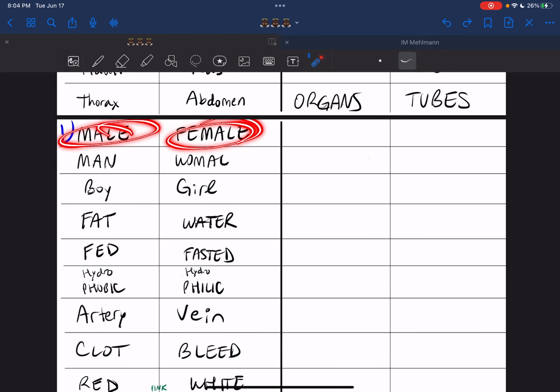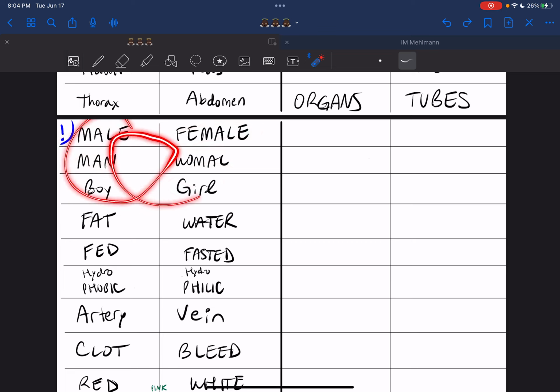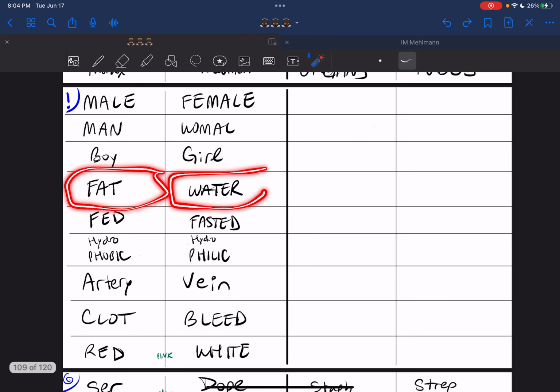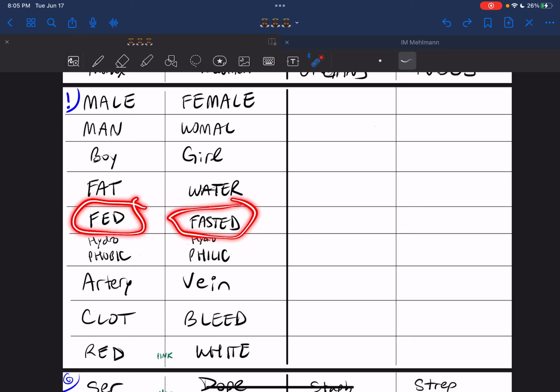Male versus female, man versus woman, boy versus girl. A lot of diseases are associated and based on which bucket. Fat versus water is a big thing for pharm and everything. Hydrophobic versus hydrophilic and all that. Fed versus fasted, insulin versus glucagon. And that's the same as that.